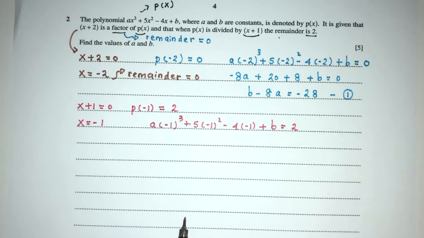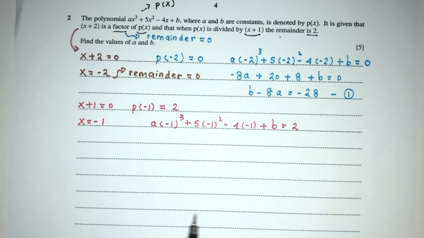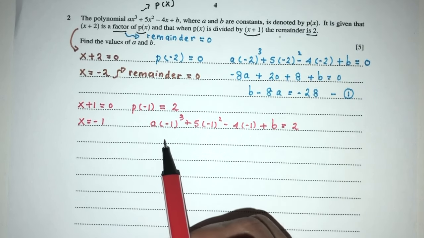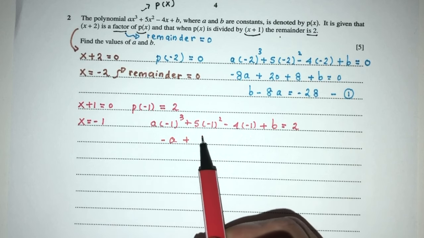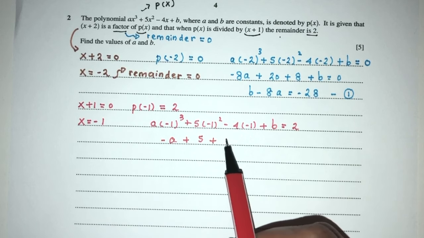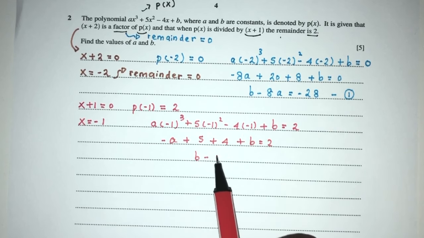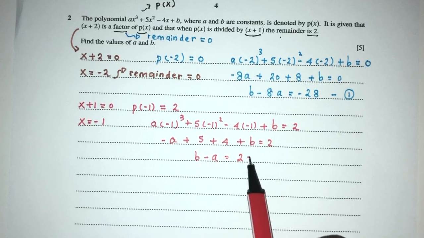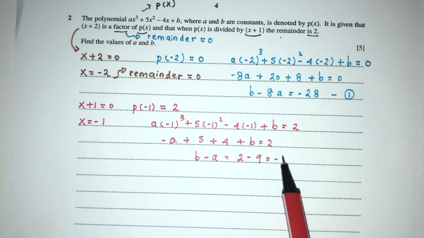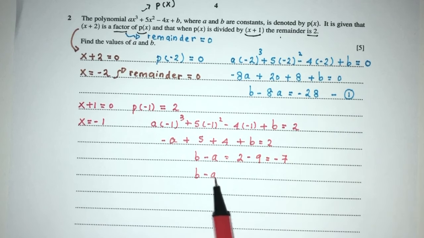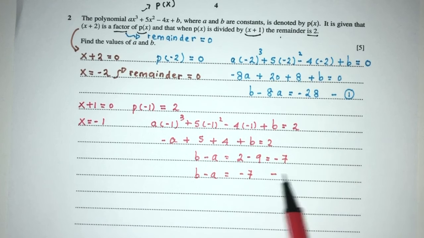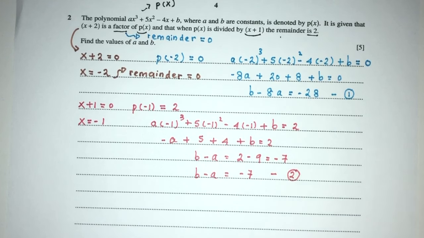It's just that you have to derive those two equations in order to solve for the values of a and b, right? Simplify, that will be minus a plus 5 plus 4 plus b equal to 2. So b minus a has to be 2 minus 9, that should be minus 7. So b minus a will be minus 7. That will be your equation number 2.